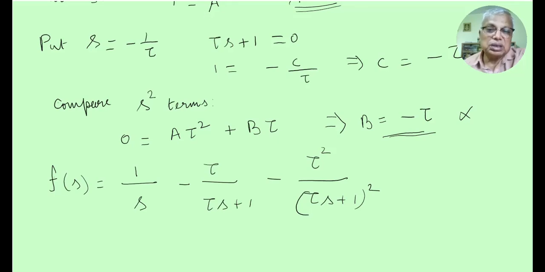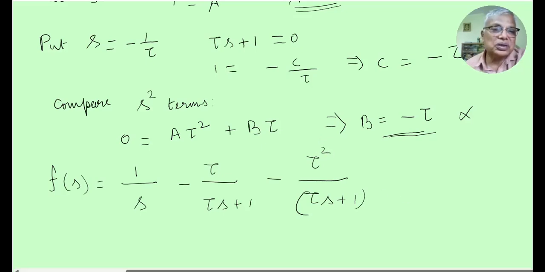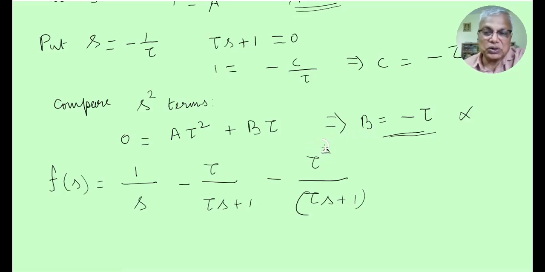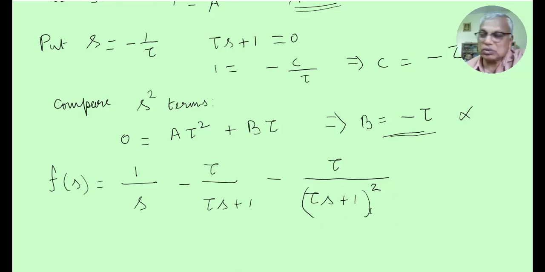so this should be tau square. So this is c term. C is, this must be tau only, no tau square here. So this should be tau only, not tau square. Okay, 1 minute, I'll correct this. So the third term is c by tau s plus 1 whole square. C is minus tau, so minus tau by tau s plus 1 whole square.